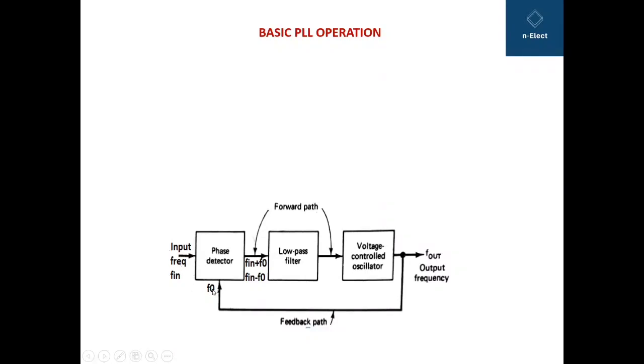These 2 frequencies are compared and we get the error voltage, and the low pass filter avoids the high frequency noise and only allows the low frequency component to pass, which is the input voltage for the voltage control oscillator. Accordingly you will get F0. So this is how the block diagram of phase lock loop works.